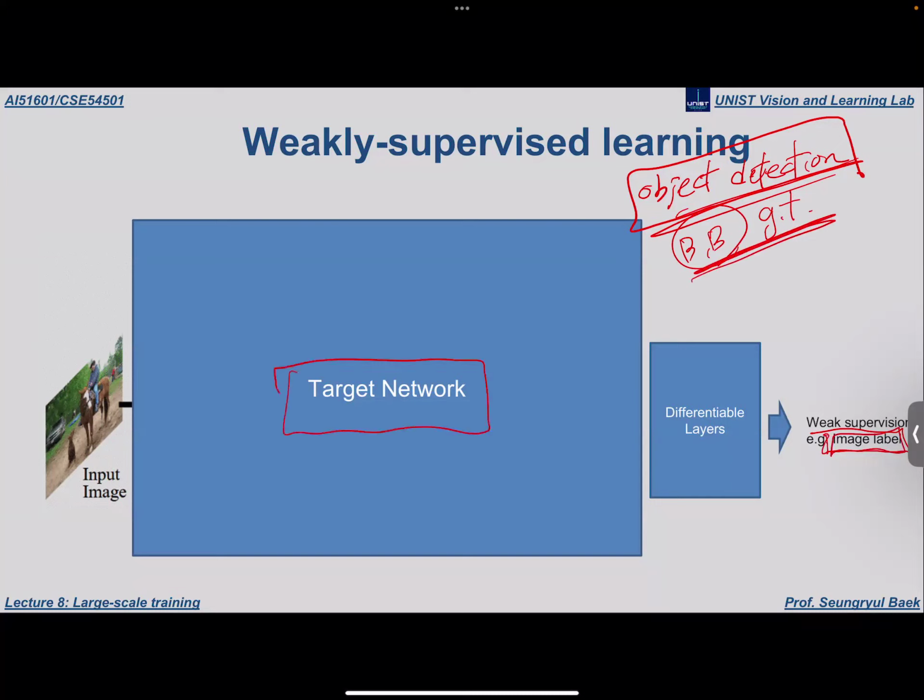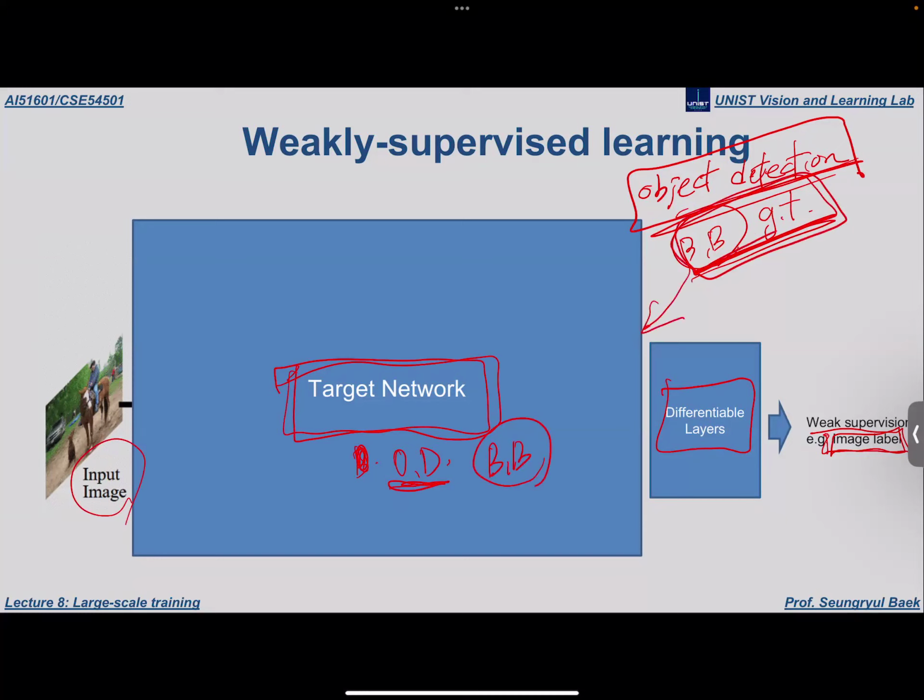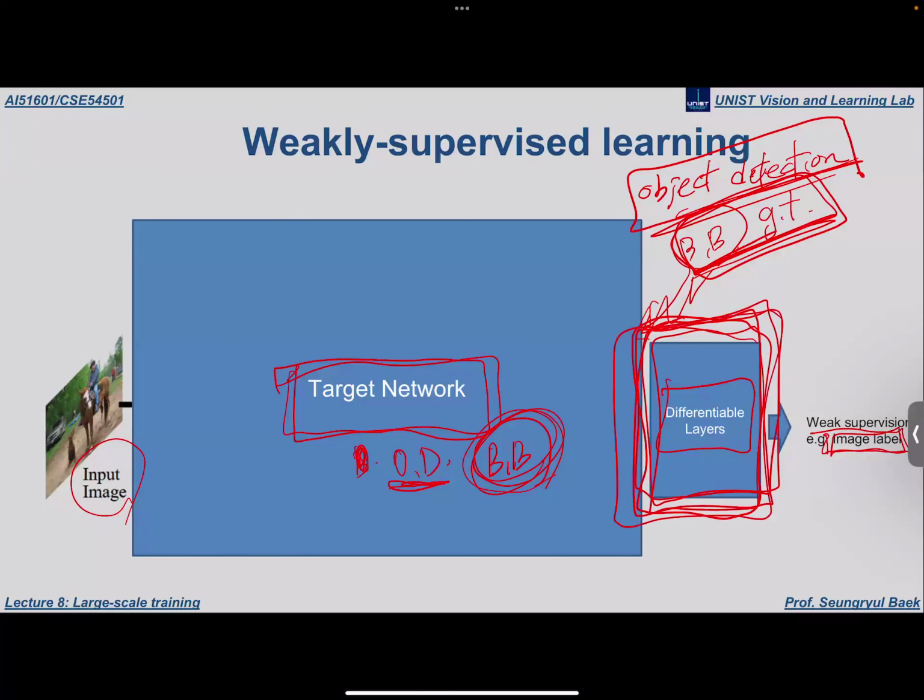Okay, and there would be two networks, the target network, which can perform the object detection. So this target network will generate some bounding boxes from a given input image, okay? But we don't have any bounding box ground truth, so we cannot directly supervise this output. So we may need another network which is differentiable, and this network will somehow change this bounding box information to image label information, and then we will use the image level supervision to supervise this signal. Okay, that is the concept of weakly supervised learning.